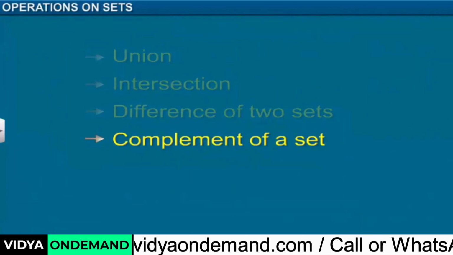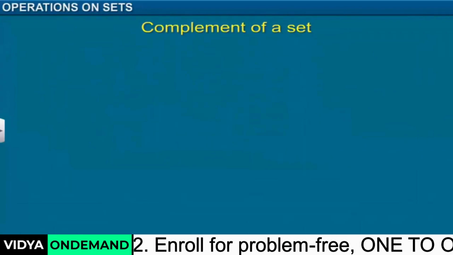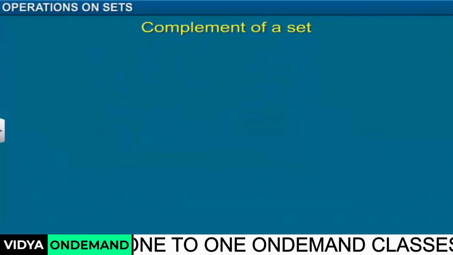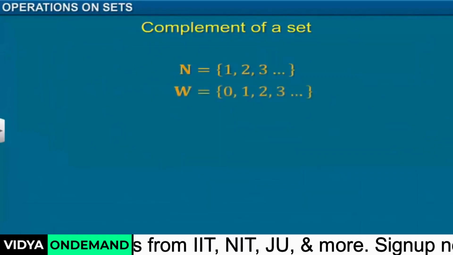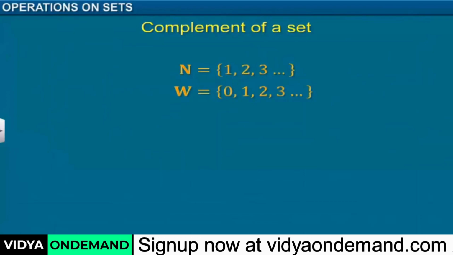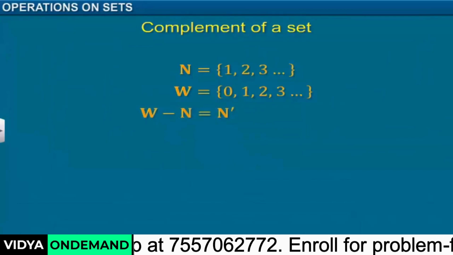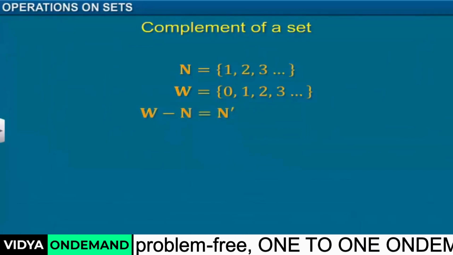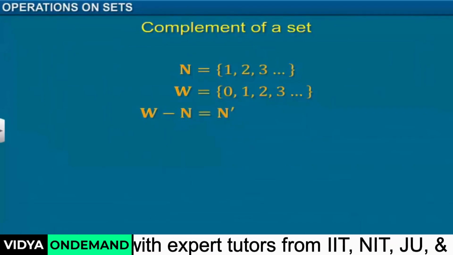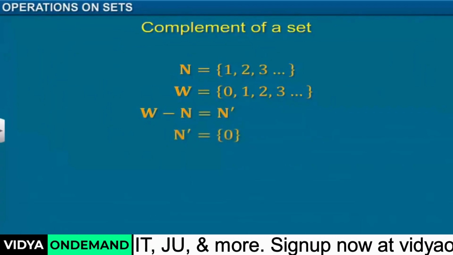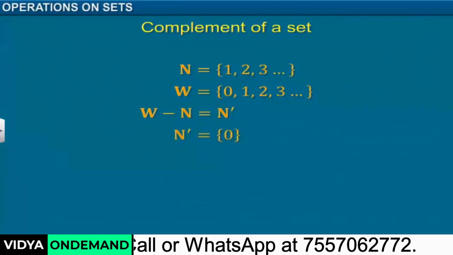Let's see an example to understand this. Let us consider the set of natural numbers. We can consider the set of whole numbers as a universal set for the natural numbers. The difference of sets W and N is the complement of set N. The complement is denoted as shown. Therefore, the complement of set N with the universal set being the set of whole numbers is a singleton set with 0 as the element.